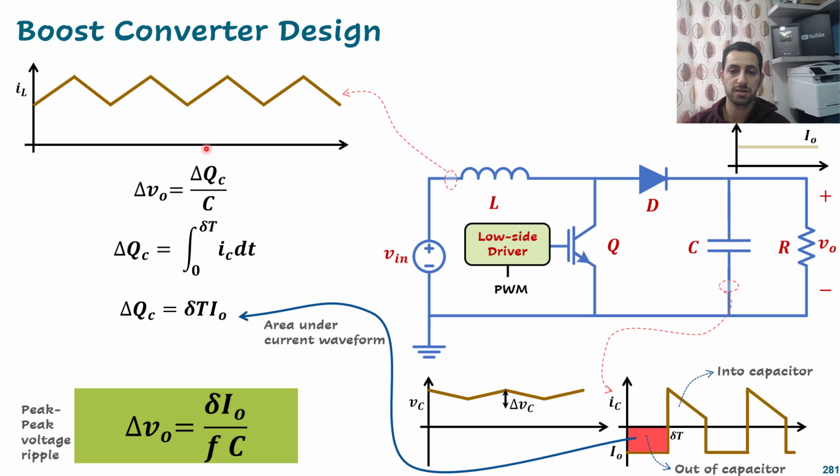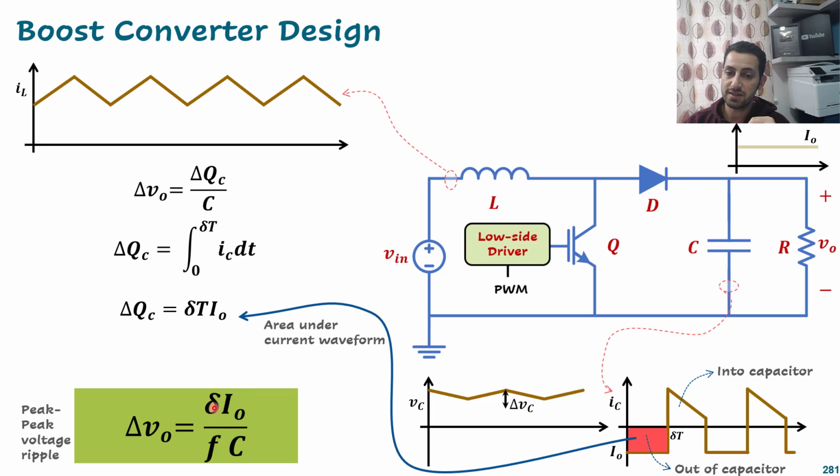And by substituting these values into this equation, we get delta V output, which is the peak-to-peak voltage ripple now, equals I output times delta T divided by C, that is, D times I output divided by FC. Again, this has a relation with the frequency. If we increase the frequency, this ripple will be decreased, and also the capacitance. If we increase the capacitance, the ripple will also be decreased, because it will be considered a very big value, and it doesn't allow the voltage to change much.